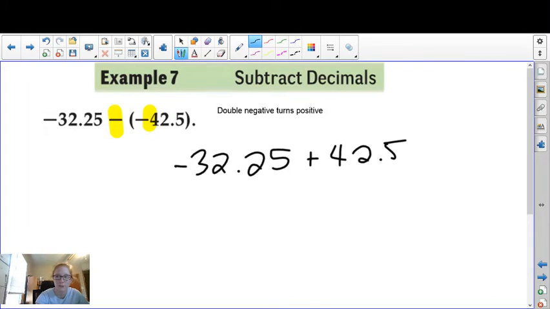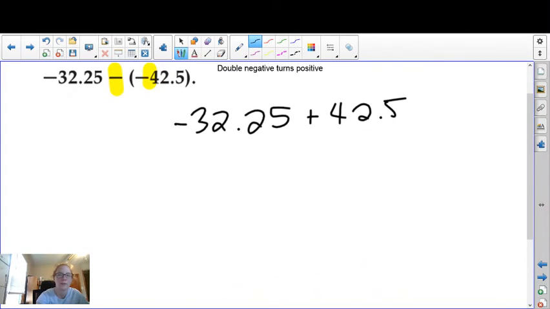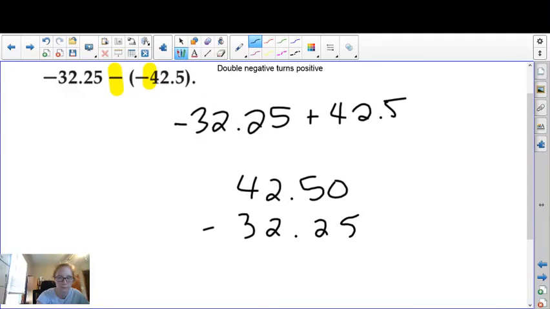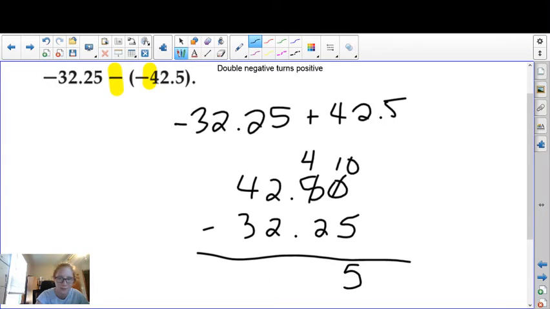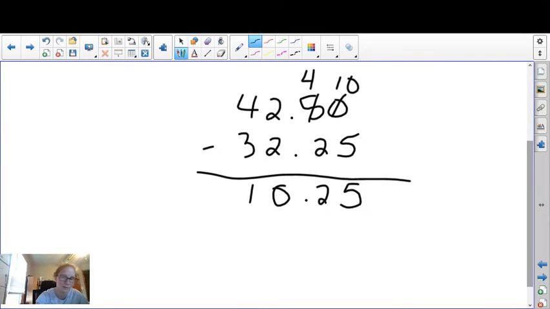So I'm going to set it up for a subtraction problem because I can just rewrite everything. So I'm going to take my 42.50 minus 32.25. And yes, I'm going to do the long way and borrow, and this turns into a 4, and this turns into a 10, and 10 minus 5 is 5. And then 4 minus 2 is 2. 2 minus 2 is 0. 4 minus 3 is 1. So I should get 10.25.